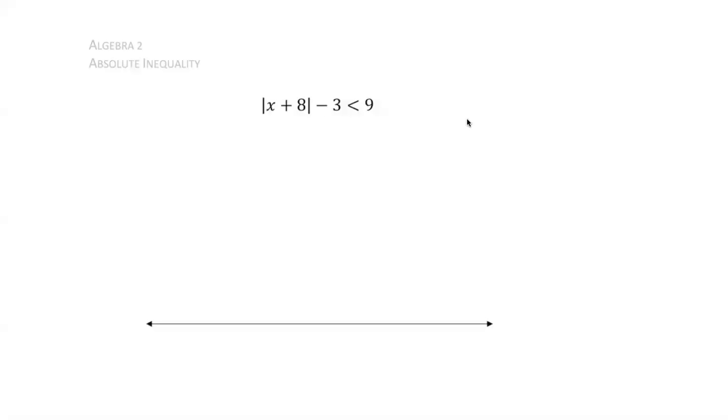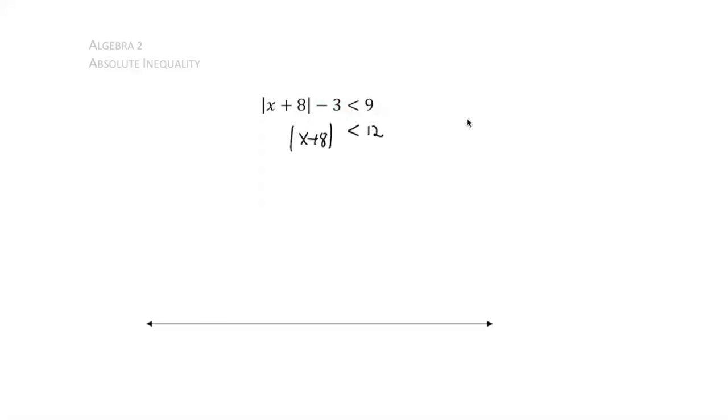Okay, so next one. All right, so I'm going to walk through the thought process. At this point, I'm looking at my inequality, and I see this thing right here that's not really convenient. So I'm going to clear it out by adding 3 on both sides. So we have the absolute value of x plus 8 less than 12.